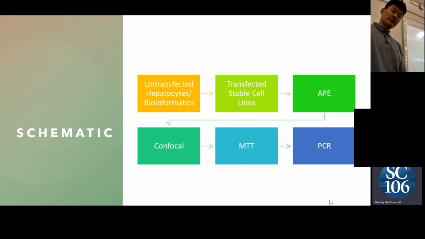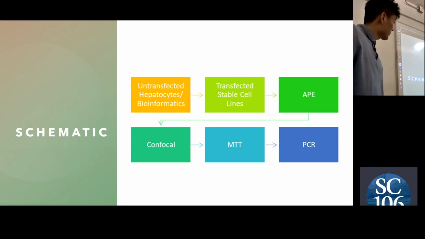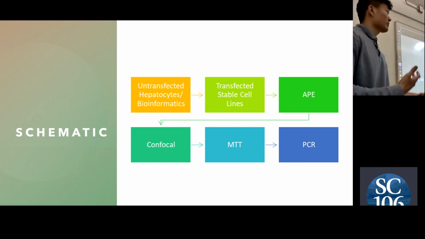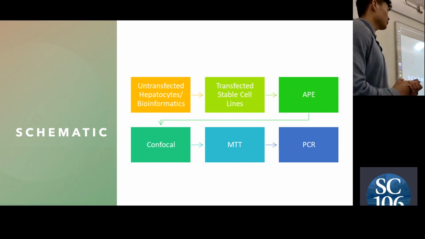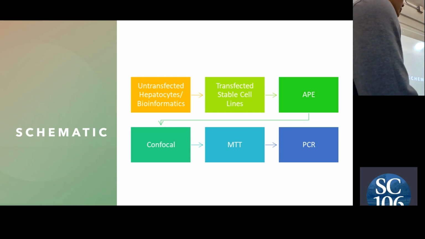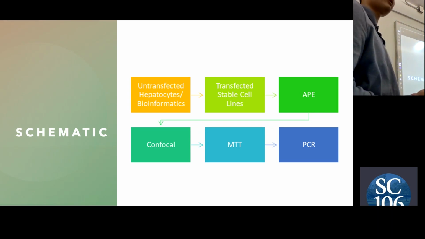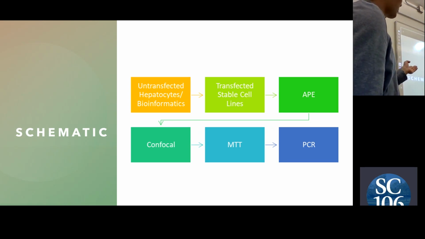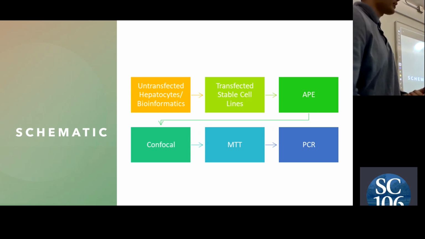Our basic schematic is we did an initial acyl-PEG assay, which tells us if it's palmitoylated or not, not directly, but it could give us some idea. We also performed a bioinformatics analysis to determine which cysteine residue would be of interest. We also stably transfected cell lines, wild type, containing no mutation, as well as a mutant in which the cysteine residue was mutated to a serine residue. Therefore, no palmitoylation should be occurring in those cell lines. We performed the APE assay, confocal microscopy, MTT, and PCR assays.